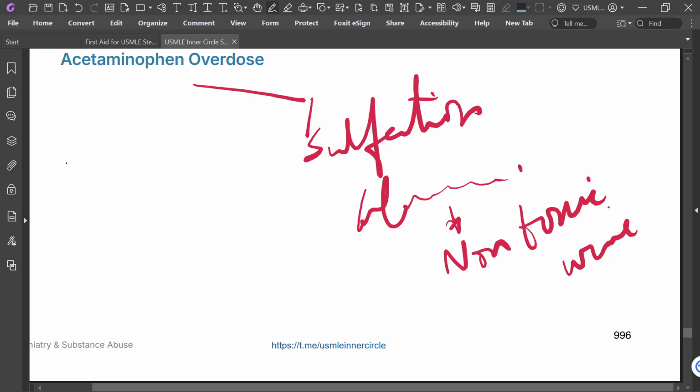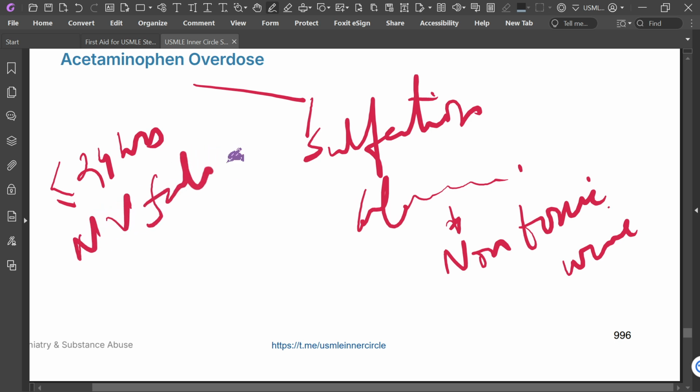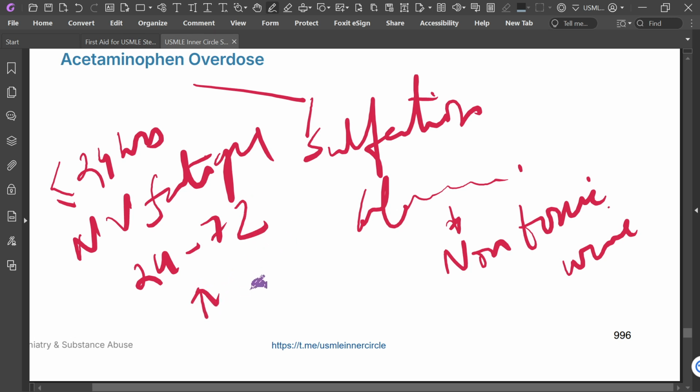Clinical features: within 24 hours of ingestion, there may be no specific symptoms, or nonspecific symptoms like nausea, vomiting, and fatigue. At 24 to 72 hours, there may be increased liver function tests, increased ALT and AST.